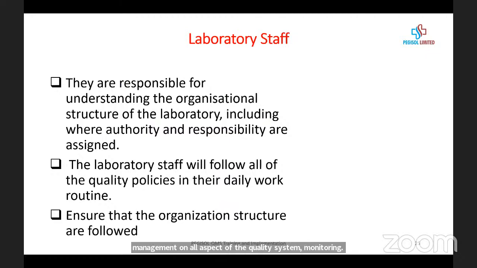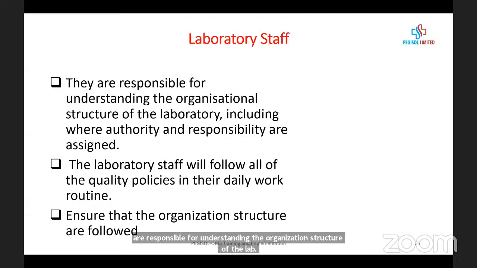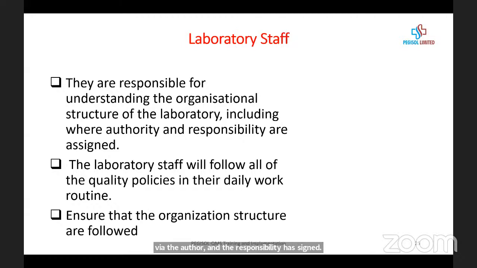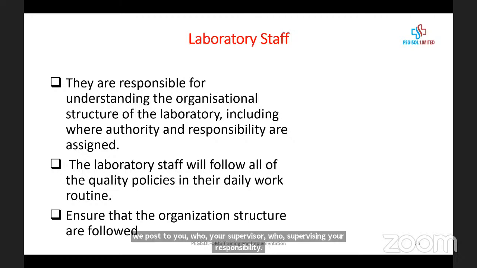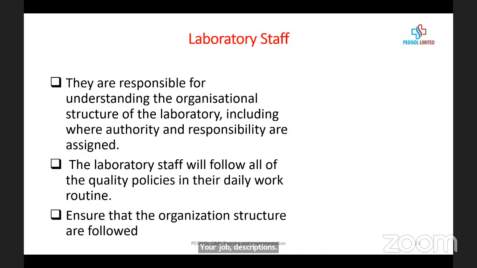So, the lab staff are responsible for understanding the organizational structure of the lab, including where their authority and their responsibility are assigned. As a lab staff, you must understand the organization structure. You must understand the authority: who you are reporting to, who reports to you, who you are supervising, who supervises you, your responsibility, your job descriptions. Some people, they just employ them, they don't know their job description, they do everything. And the thing they cannot do gets back. Why? Because there is no job description.